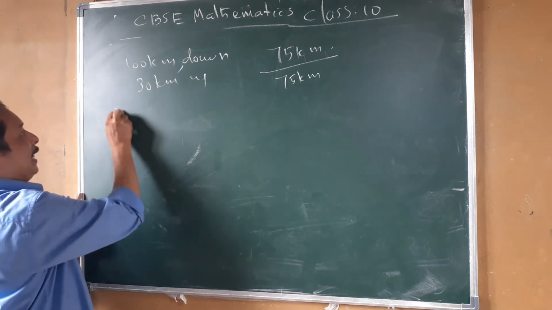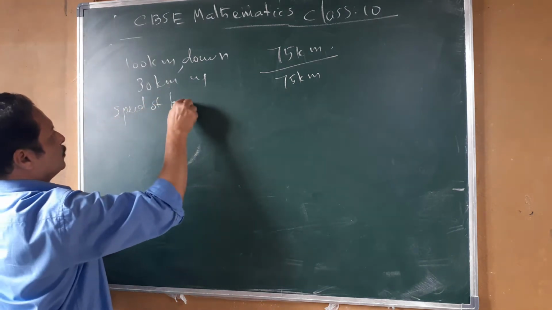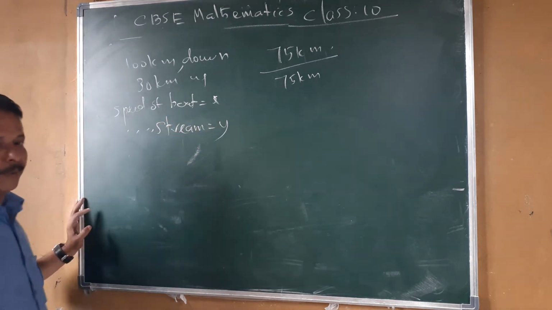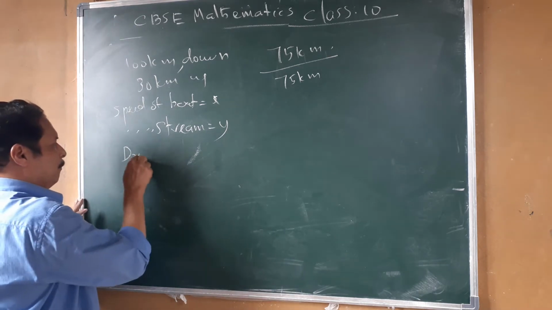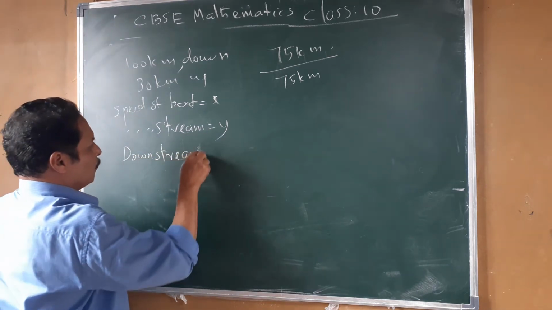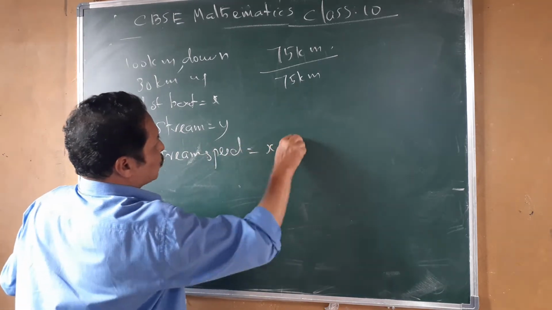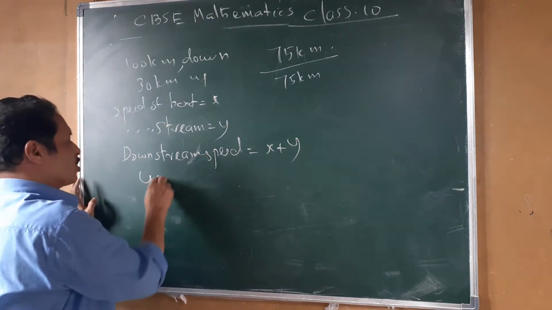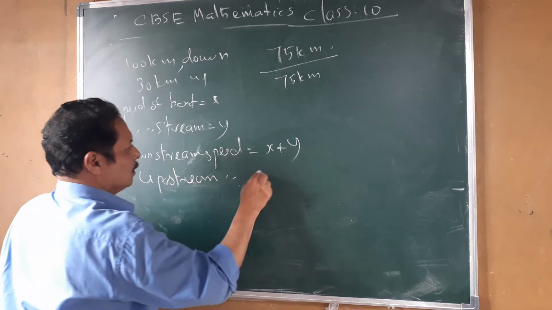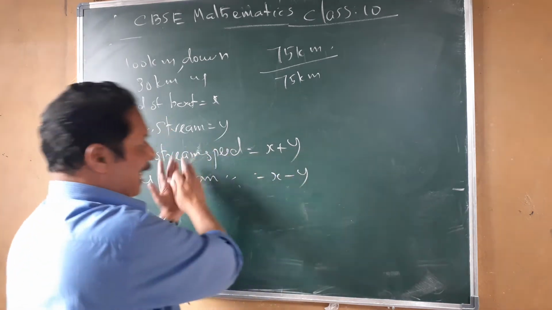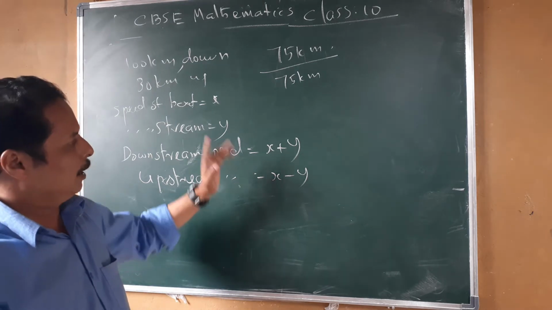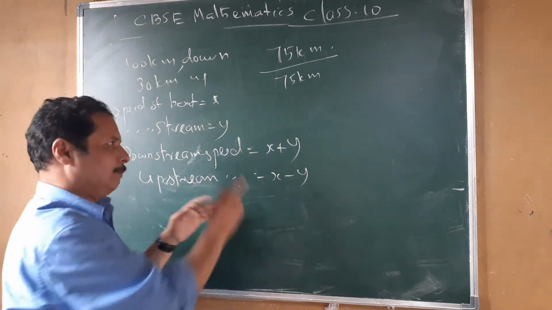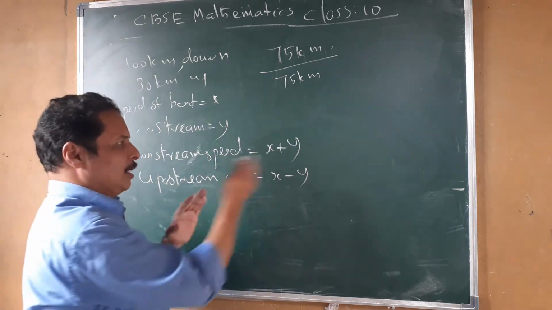Look here. Let the speed of boat be equal to x and speed of stream equal to y. You know, downstream speed, that is x plus y. The stream is with the boat, so it is x plus y. Upstream speed equal to x minus y, because the stream is against the speed of the boat. You get the idea? That already you studied in physics. Downstream means the speed of boat is with the speed of stream, that is x plus y. Upstream means just reverse, x minus y.